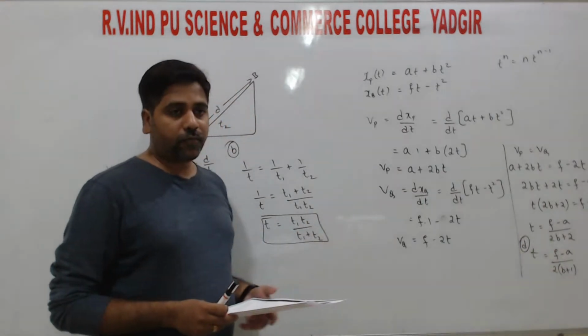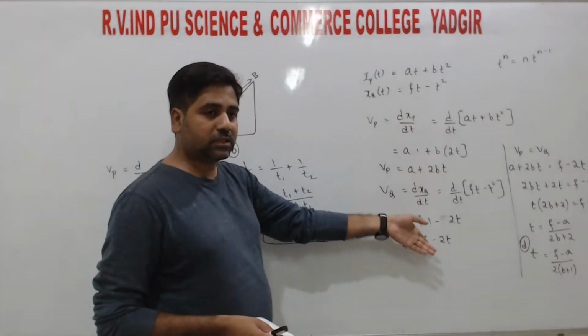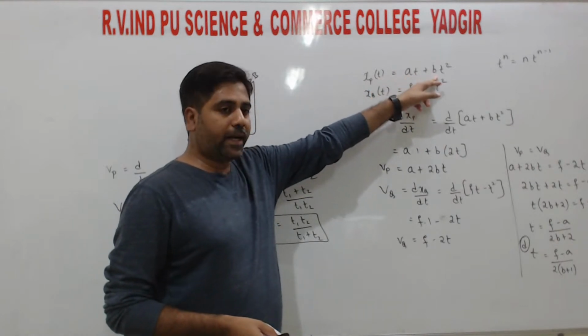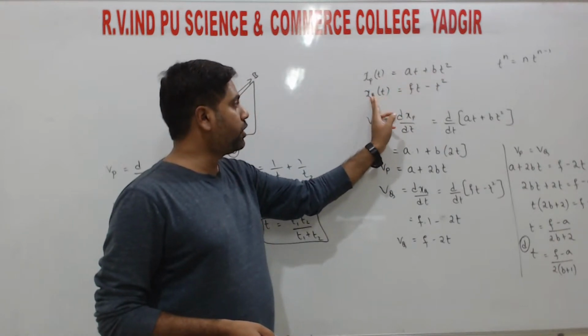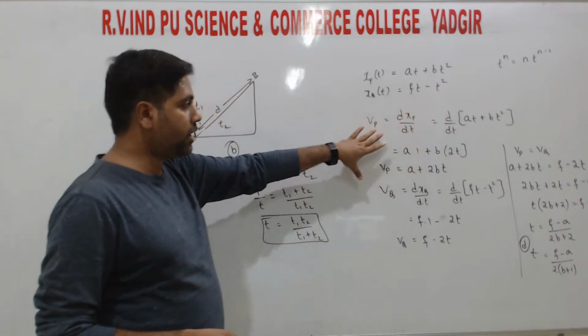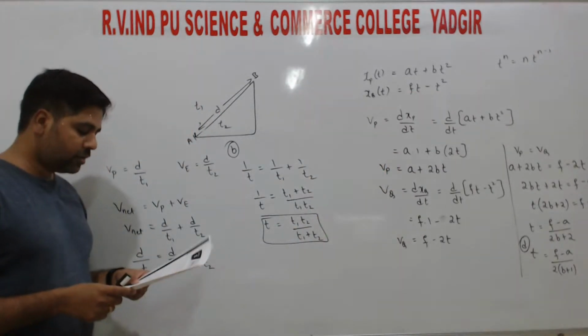Simplification has to be done fast. For understanding purposes, I am writing all these steps. Directly we can write vp is equal to a plus 2bt and vq is equal to f minus 2t. If you know differentiation and practice it, we can directly write the steps, right?